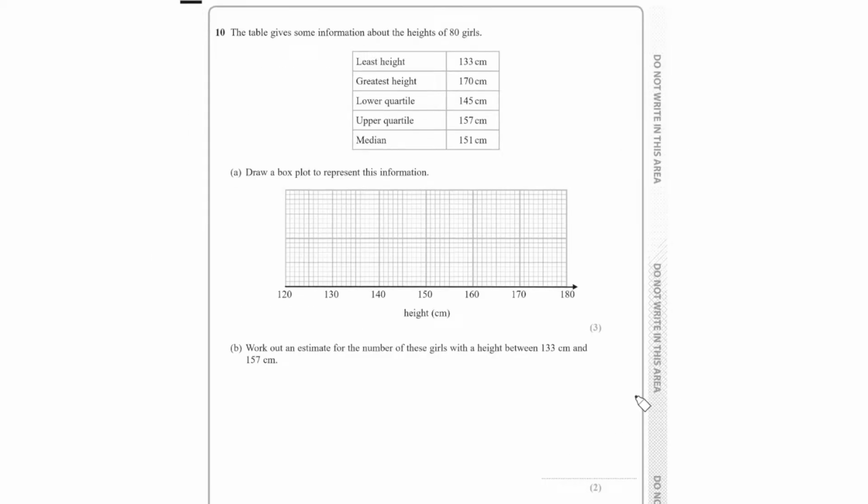Okay, question 10. The table gives some information about the heights of 80 girls. From what I've seen of these past papers, you're either going to get some form of cumulative frequency or a box plot. To be fair, I think last year was a histogram, but most of the time it's cumulative frequency, but there could be a box plot. So in this case, we have a box plot. They've given us all 5 pieces of information exactly as we need them to draw the box plot. So we just literally have to draw on those lines.